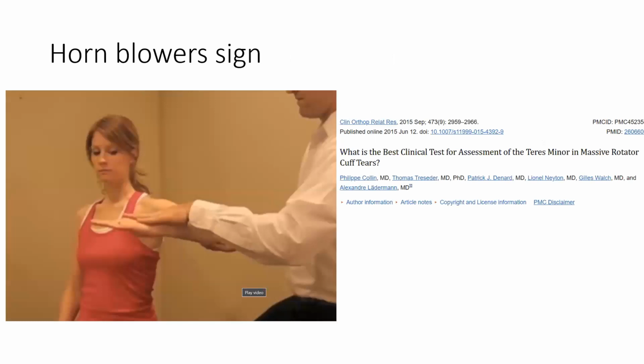The first is the hornblower sign. In this test, the patient's arm is abducted to 90 degrees, the elbow is flexed 90 degrees, and it is held in an internally rotated position. The patient is asked to externally rotate against resistance. If the patient is able to externally rotate against resistance in this position, it is normal. If she is not able to externally rotate in this position, it is likely to be a teres minor tear, because in this position the muscle recruited more for external rotation is the teres minor.